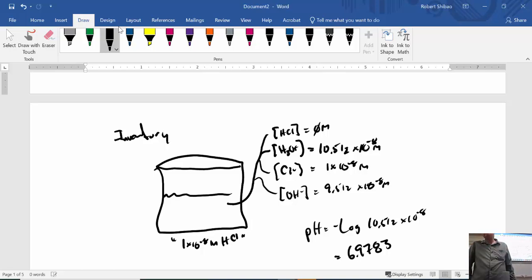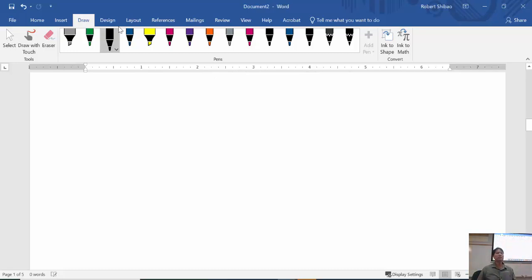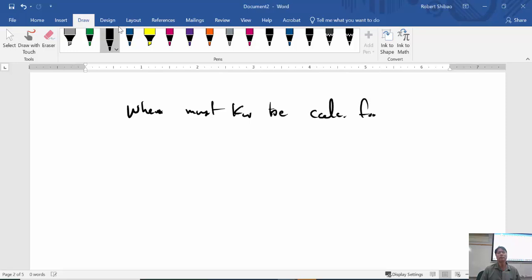So when do we know we have to use Kw or not? Let's say the question was, we're doing a pH calculation. When you have to use Kw is if you have a very small amount of hydronium. Otherwise, we can skip it. Sometimes it's very easy. So when must Kw be calculated for pH?